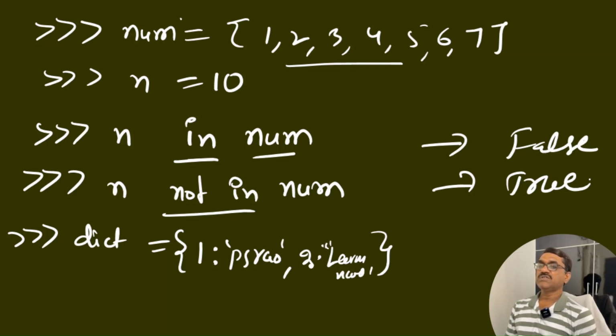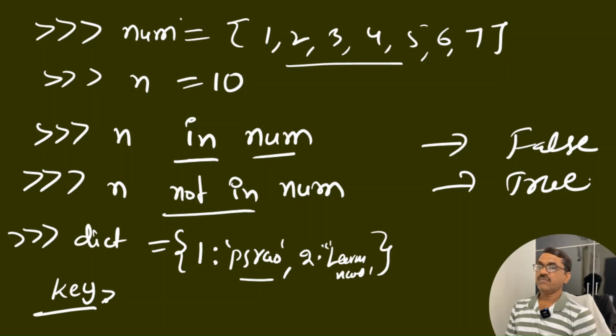So how many key pairs are there? 2. So in case of a dictionary, how to search? To search a particular member in a dictionary, you have to use only the keys, not the values. By using values, we can't search. Values are not valid. You have to use only keys.